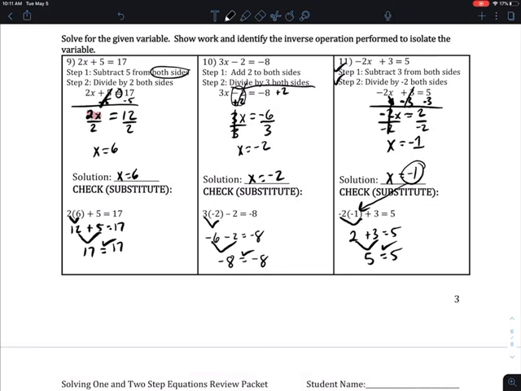Alright guys, it's pretty easy once you get the hang of it. Okay, so just keep practicing. Remember, you don't get better by doing it one time. You get better by doing it 1,000 times, okay? So just try your best at it.